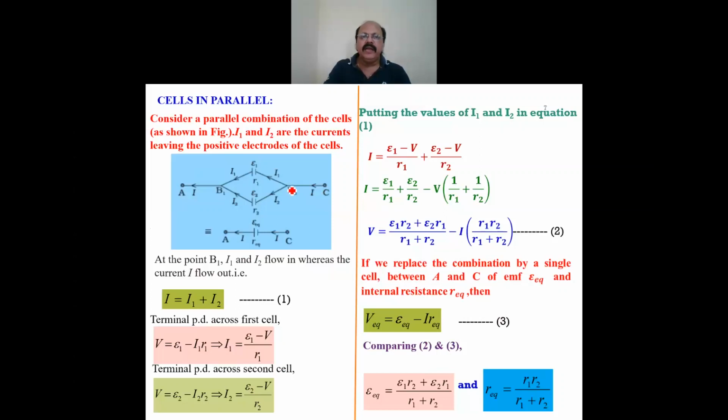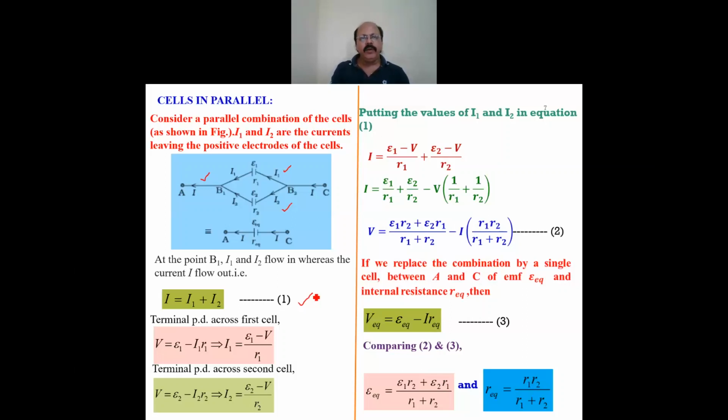So when the current I comes at point B, it is divided into two parts. I1 current passes through the cell of EMF E1 and I2 current passes through the cell of EMF E2. And finally they meet at point B1. So total current I becomes I1 plus I2, which is represented by equation 1.